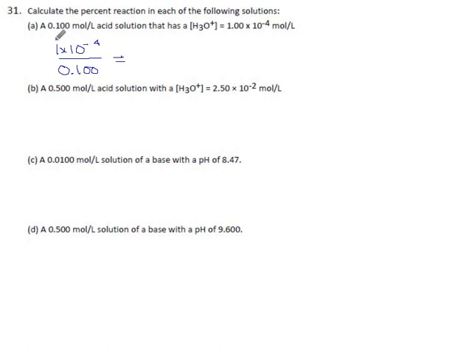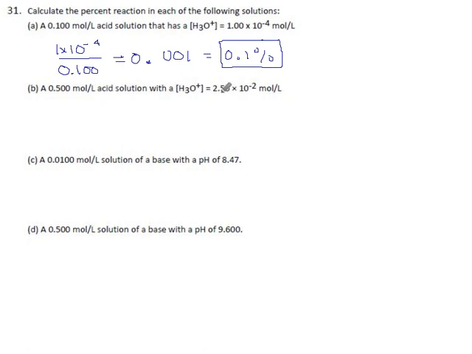If you make a fraction out of that and divide it out, if you do 1 times 10 to the minus 4 divided by 0.1, I get 0.001 from that, or if you multiply it by 100, you get 0.1%. So this acid is rather feeble. Less than 1% of it actually released hydrogen. The rest of it just floated around not doing anything.